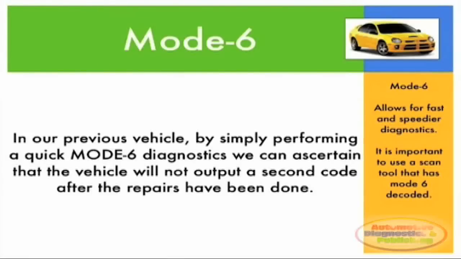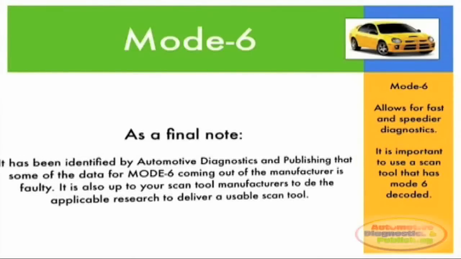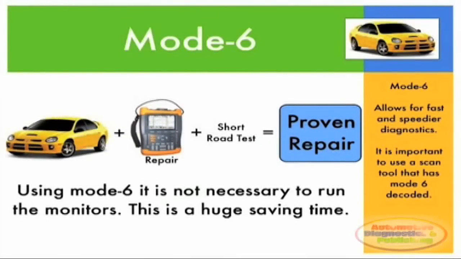As a final note, Mode 6 has been identified as having major discrepancies right from the manufacturer. The discrepancies are in the area where the OBD2 TIDs and SIDs don't coincide with reality. So it is also up to the scanner developer to fix these problems. With Mode 6, all it takes to verify repairs is perform a short road test and query Mode 6. Not everything will be done through Mode 6, but it is a lot of help, and technicians need all the help they can get.